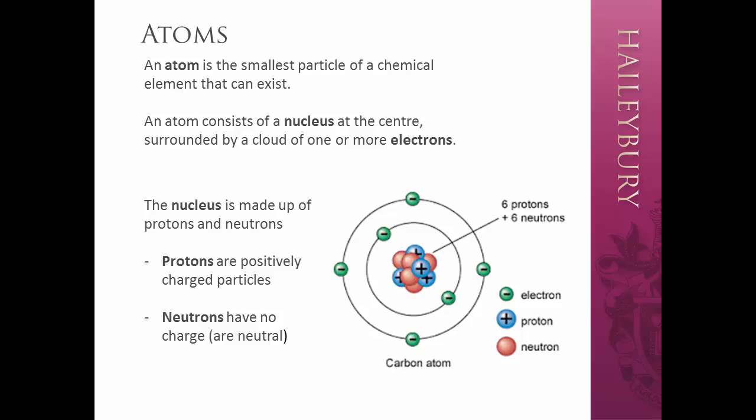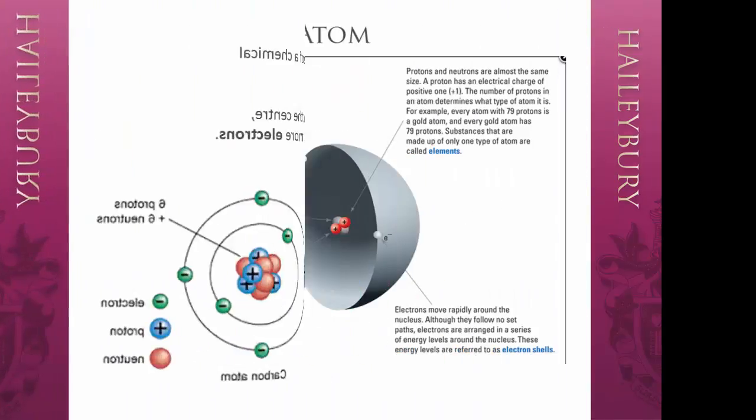An atom consists of a nucleus at the center, surrounded by a cloud of one or more electrons. The nucleus itself is made up of protons and neutrons, protons being positively charged particles, and neutrons being particles that have no charge. The negatively charged electrons circle around the nucleus at quite a distance.